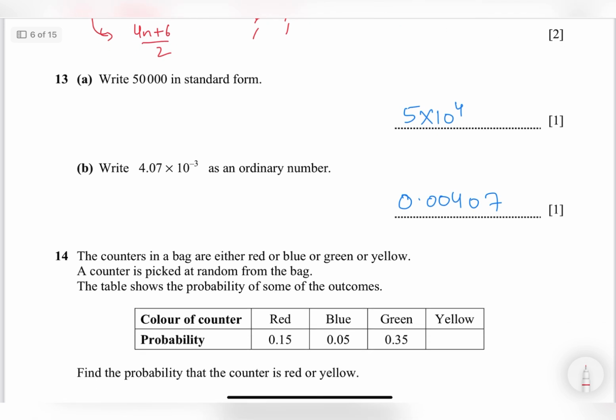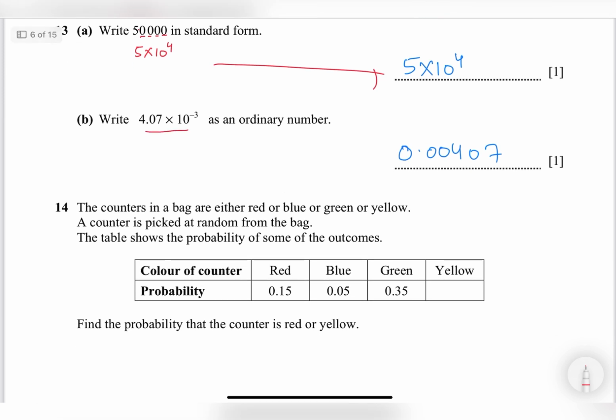All right? Write 50,000 in standard form. Very good. We need the decimal point over here. Or we can simply write 5 times 10 to the power... How many zeros are here? 1, 2, 3, and 4. So 10 to the power 4. And you got your answer.